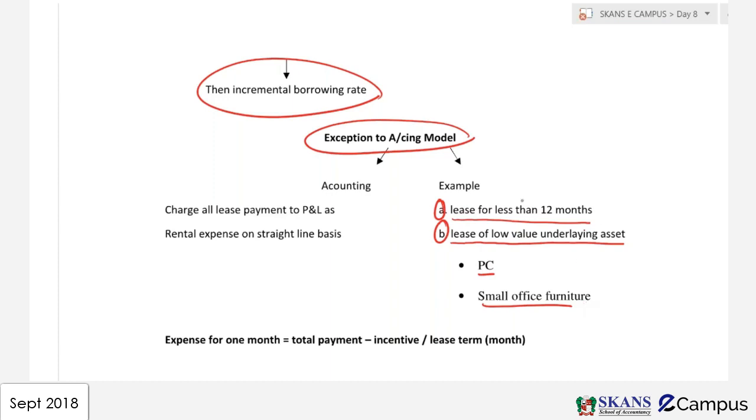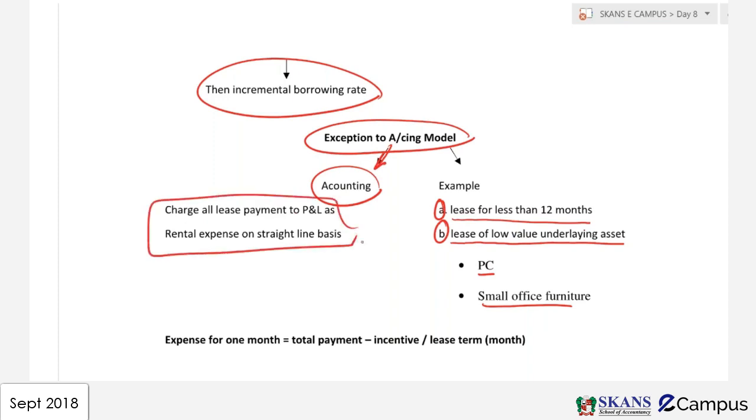So if you are in these two exceptions, there is no need to book the assets and liabilities. But if these exceptions are not applicable in your situation, then you need to book the assets and liabilities. Now, guys, how to do the accounting of this? Normally, we'll book the asset and liabilities, but what about this? Guys, we'll charge all the lease payments to P&L as a rental expense on a straight line basis.